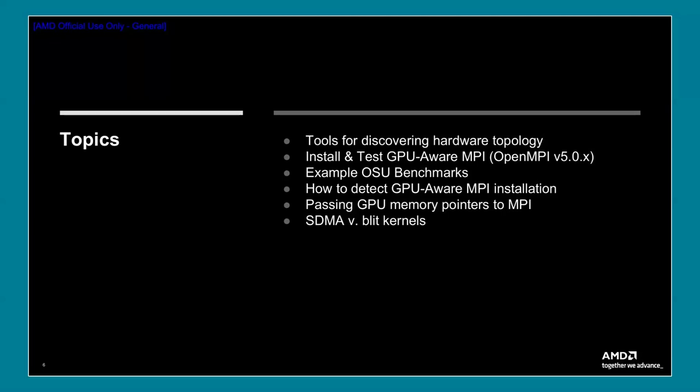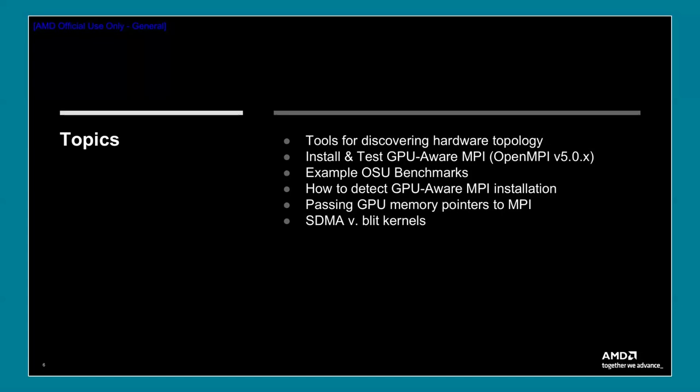So at the top here, we'll start talking about how to discover your hardware topology using some of the tools that are included with ROCm. This will include not just system diagnostic tools, but we'll also talk about some standard benchmarks you can run that can give you a realistic expectation for upper bounds on bandwidth between two different points of communication on your system. We'll then talk a little bit about the details of installing a GPU-Aware MPI.